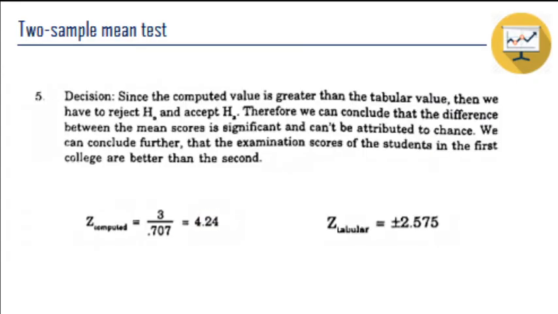Okay, it's time to decide. Since the computed value which is 4.24 is greater than the tabular value, which is 2.575, then we have to reject null hypothesis and accept alternative hypothesis. Therefore, we can conclude that the difference between the mean scores is significant and can't be attributed to chance. We can conclude further that the examination scores of the students in the first college are better than the second. Kasi nga, lumalabas na may significant difference yung dalawa.